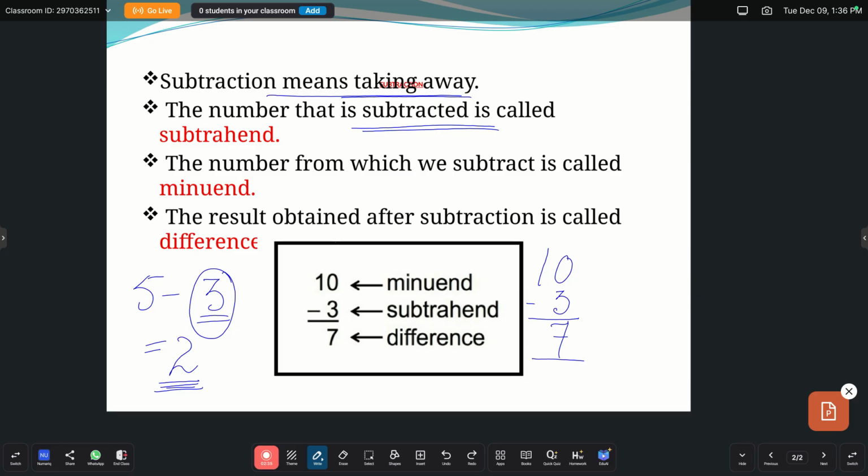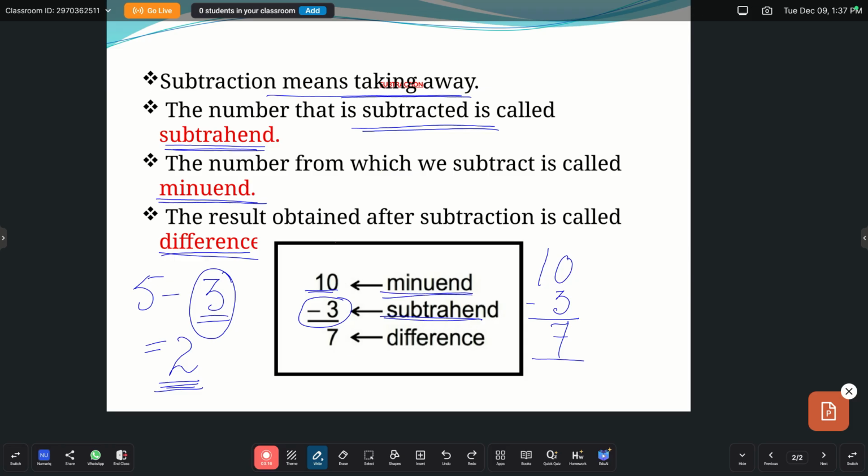Now there are three important terms that you need to know about subtraction. First one is subtrahend. Another term is minuend and the other term is difference. You will always remember, the number that we subtract is called subtrahend.